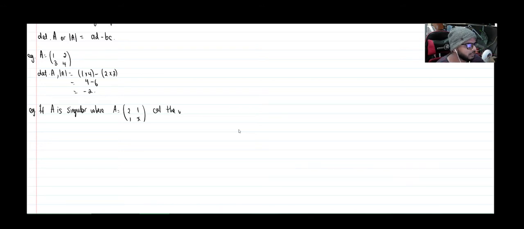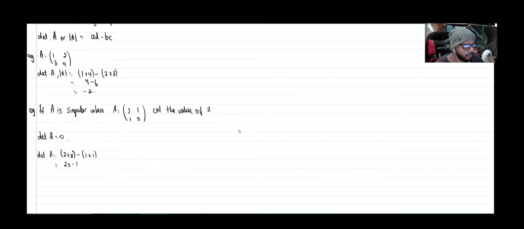Calculate the value of x. So the first thing we'll take out of this is that a singular matrix has a determinant of 0. So the determinant of A will be equal to 0 because A is singular. Well, let's calculate the determinant of A. It's the leading diagonal 2 by x, take away the other diagonal 1 by 1.